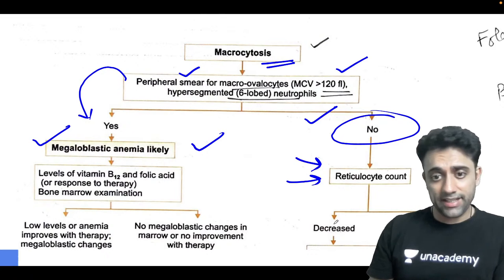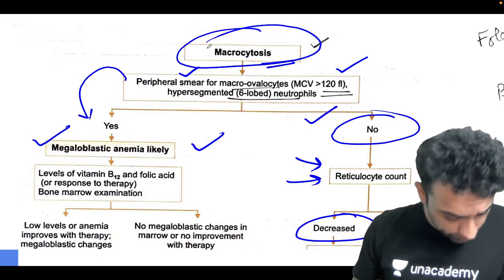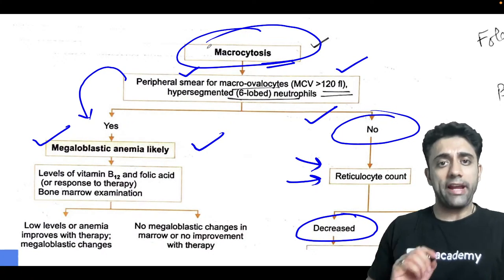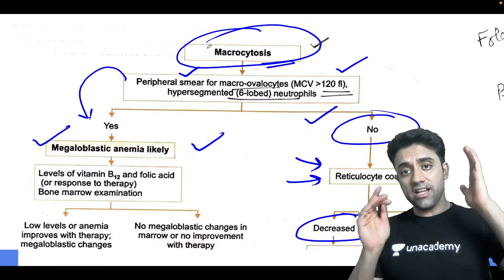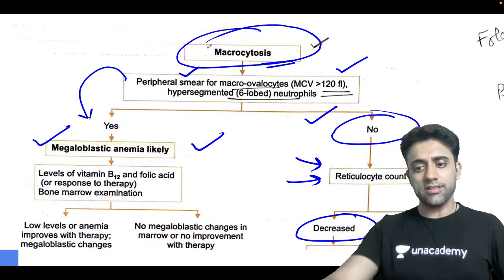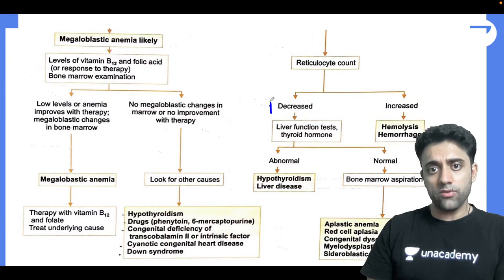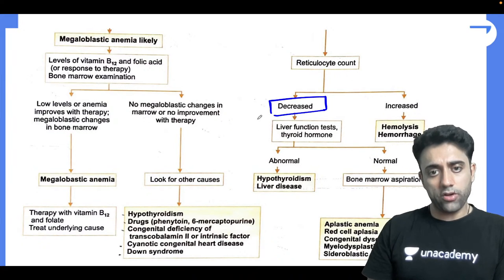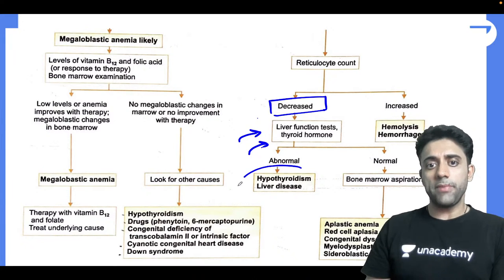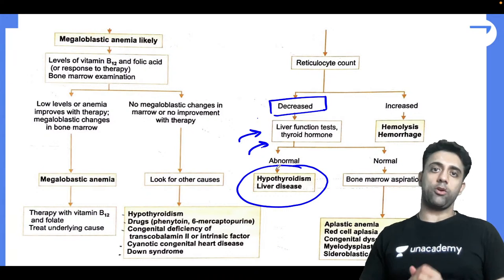So can you tell me, if the retic count is decreased and there is macrocytosis, what will you think of? Other than megaloblastic anemia, do we have any other cause of macrocytosis? What do you think? Yes. Have you heard of thyroid? Yes or no? Listen very carefully. If the retic count is decreased, then you will get a liver function test and thyroid function test. And why, sir? Because hypothyroidism and liver diseases also can show you a macrocytic picture.